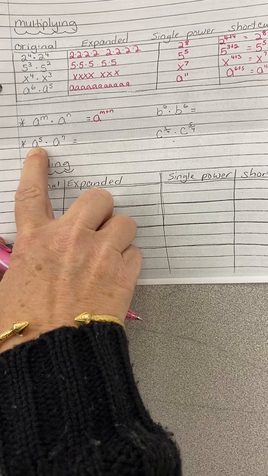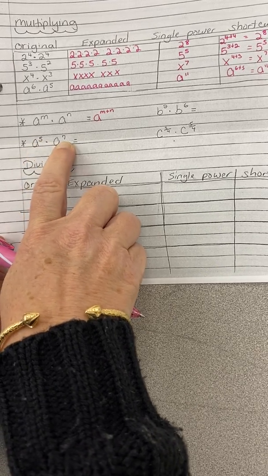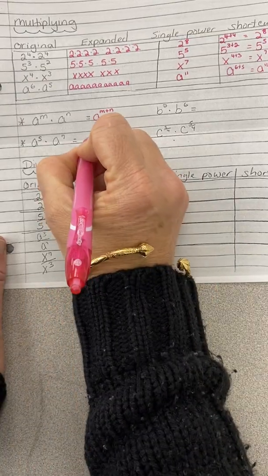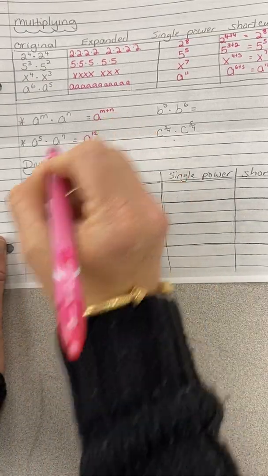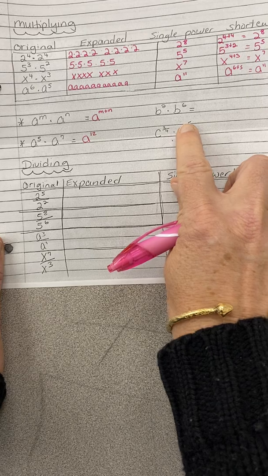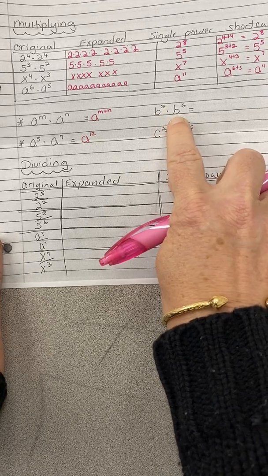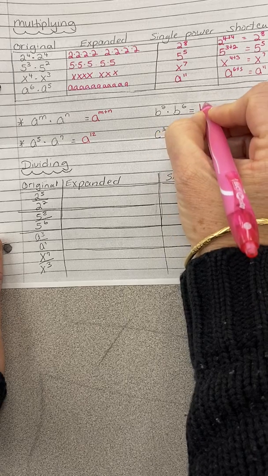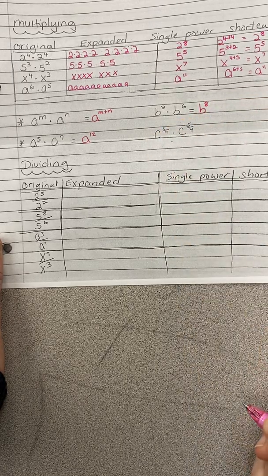All right, here, a to the 5th times a to the 7th. I'm trying to have you guys beat me to it. And that's a to the 12th. And then over here, b squared times b to the 6th. So I'm adding my exponents, that gets me b to the 8th.